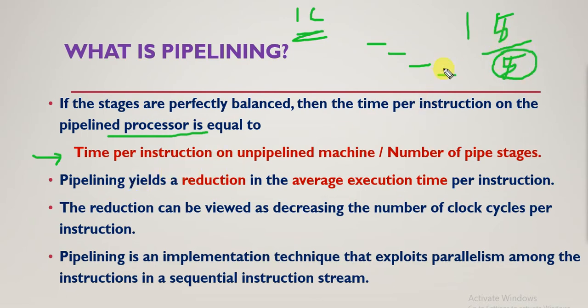But if you have a pipelining architecture with 5 stages, and you do this calculation, time per instruction on the unpipelined machine, 5, divided by the number of pipe stages, we are implementing the same on a pipeline architecture with 5 stages. Now we get the value 1 that decides the time per instruction. So for the completion of an entire instruction, it will take only 1 clock cycle. This is only an example just for getting an idea of the change from an unpipelined machine to the pipelined machine. Now pipelining yields a reduction in the average execution time.